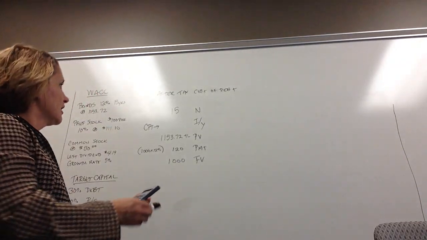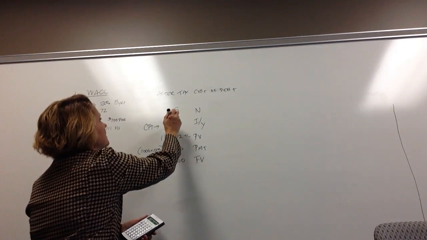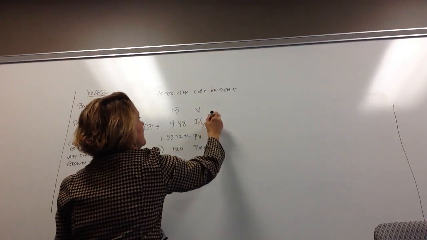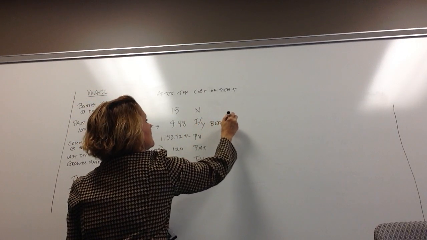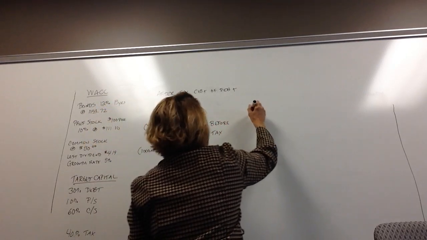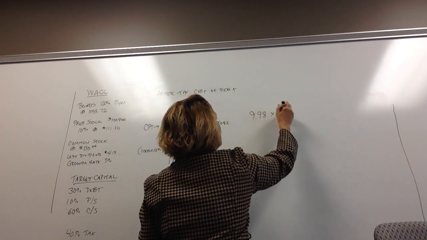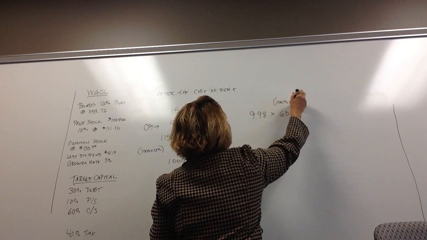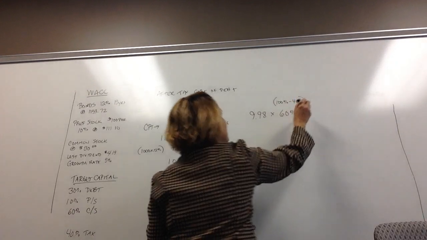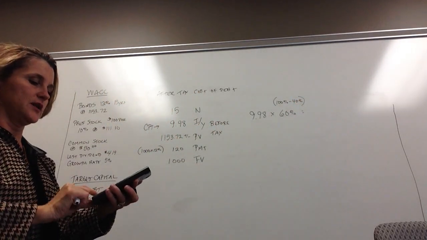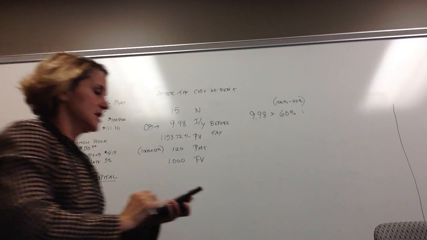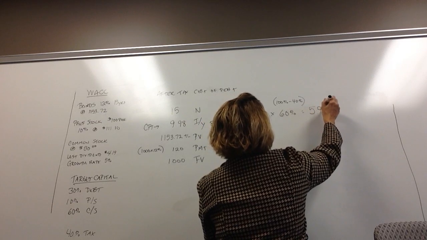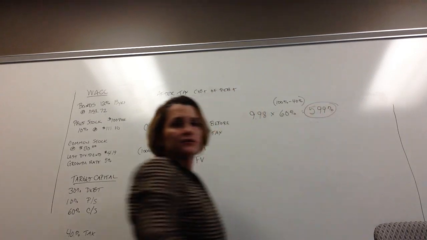So we get 9.98, but that's our before-tax cost. Now we take that 9.98% and multiply it by 60%, which is 100% minus our tax rate of 40%. So 9.98 times 0.6 gives us 5.988, or 5.99%. And that is our after-tax cost.